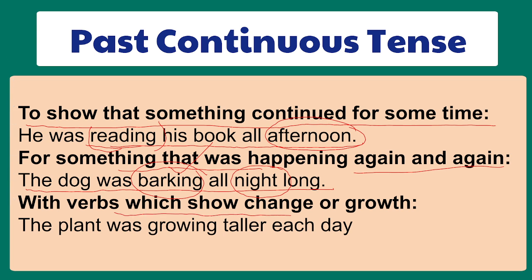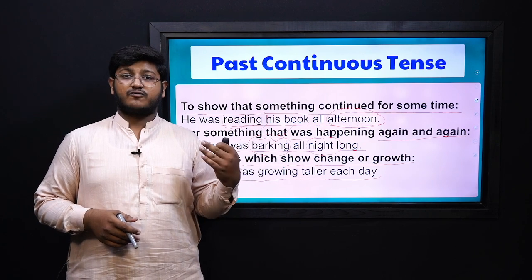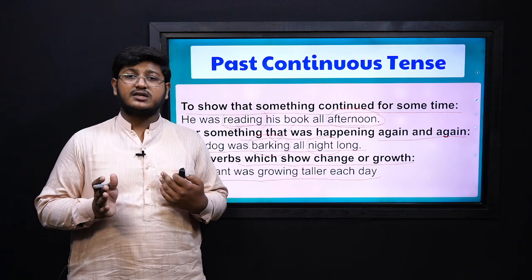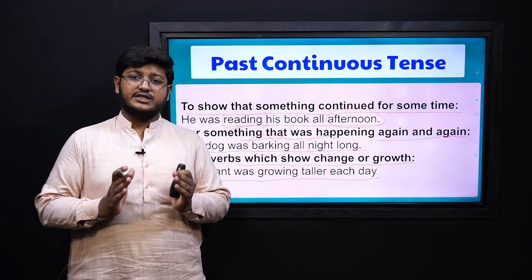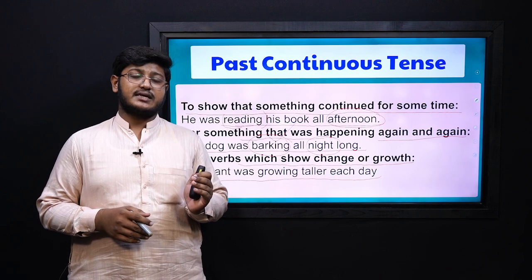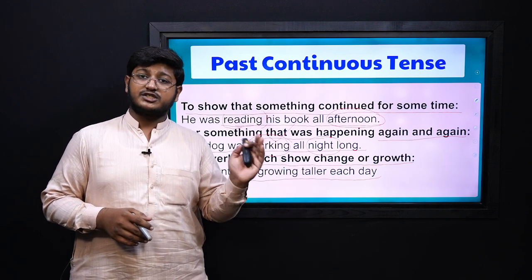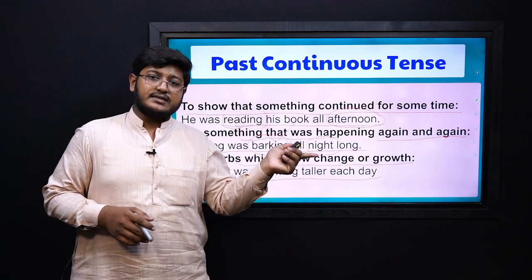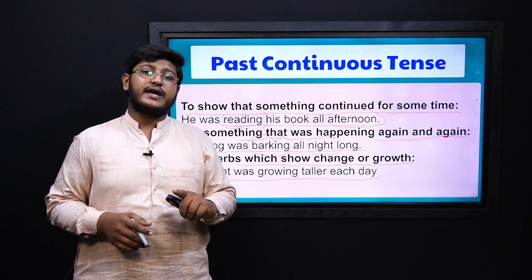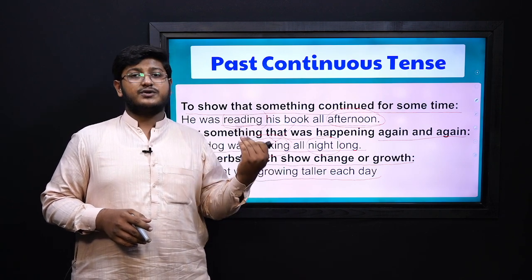Lastly, with verbs which show change or growth, we also use past continuous tense, with words which show ongoing growth or change, like the plant was growing taller each day. So I hope you guys have understood for what purposes, for what type of situations, for what type of actions the past continuous tense is used. Primarily, the past continuous tense is used to refer to actions which are in the past, but in the past they are ongoing, continued actions. So for such actions we use the past continuous tense.